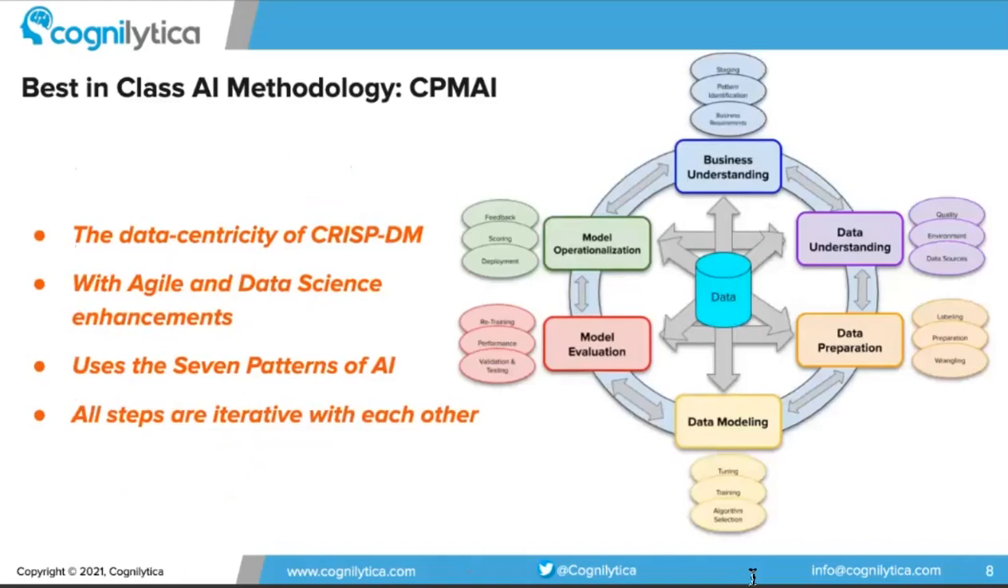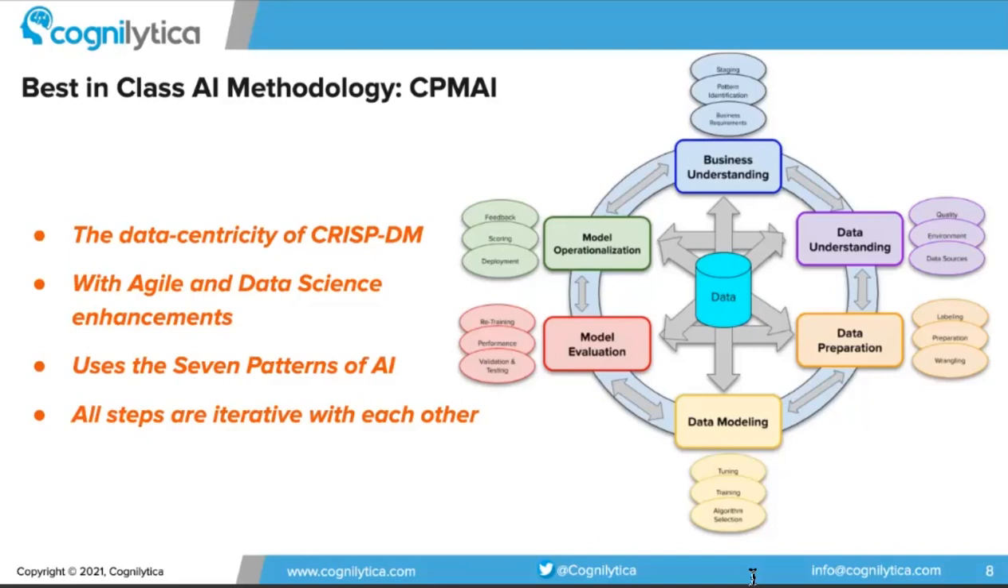So one of the things that we talk about a lot at Cognilytica is there is a methodology for doing AI machine learning projects more successfully. It's called CPMAI, Cognitive Project Management for AI, if you want to know what it stands for. And it is based on a decades-old methodology called CRISP-DM, which originally was focused just on data warehouse and data management, data mining projects, which is the DM part of CRISP-DM. And it's basically an iterative methodology for starting with the business understanding, but then going through these other phases of data understanding, data preparation, data modeling, model evaluation, and then finally model operationalization.